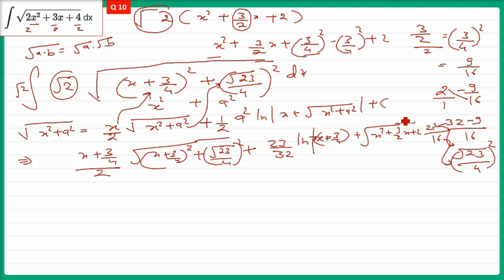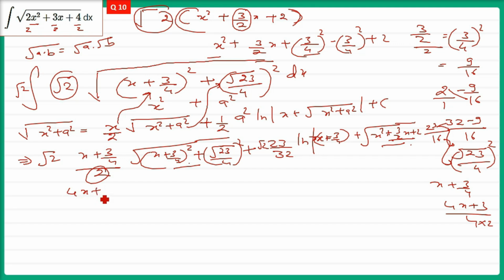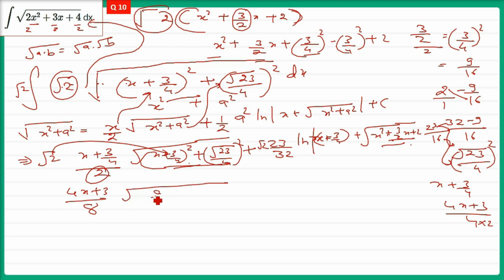Now you can write x square plus 3 by 2x plus 2, because this is after taking under root 2 outside. Whatever is inside under root x square plus a square, root 2 will be multiplied only to the outside thing, not inside the ln, not inside the log. So now multiply root 2 with both the terms. X plus 3 by 4 will form 4x plus 3 by 4, and it is 2 already, so 4 twos are 8. So we have 4x plus 3 divided by 8, and root 2 you multiply inside the root. When it goes inside under root 2 into x square plus 3 by 2x plus 2, this will give you the original expression which we wanted to integrate: under root 2x square plus 3x plus 4.